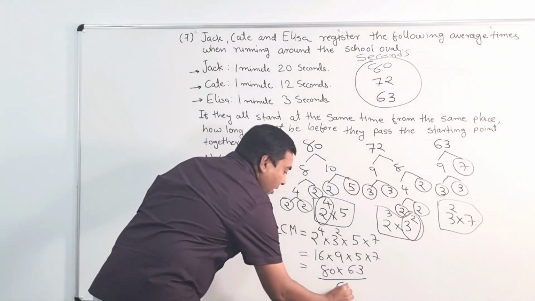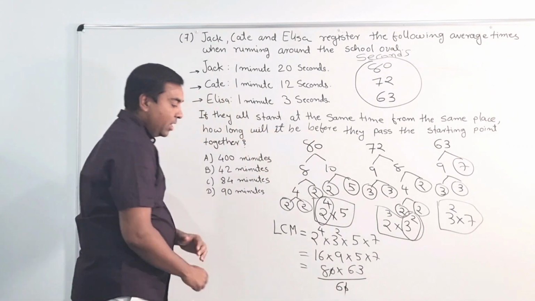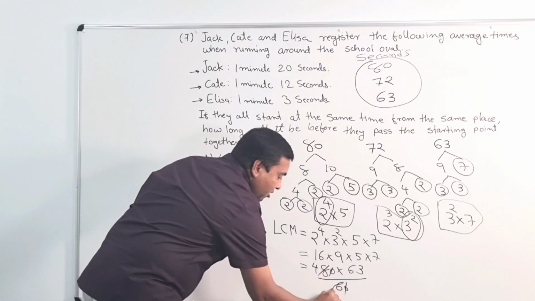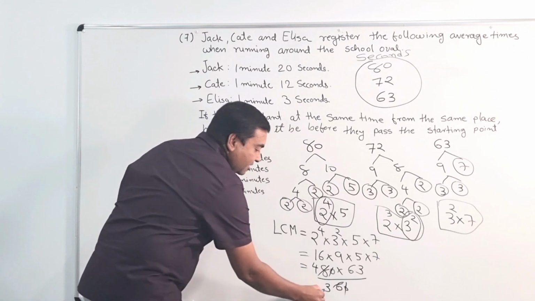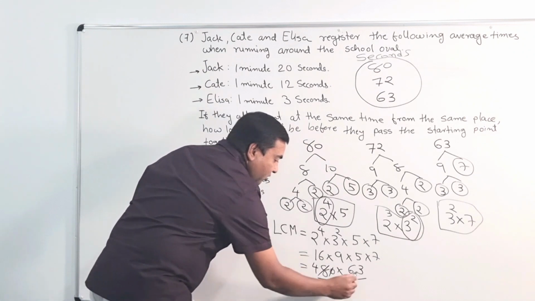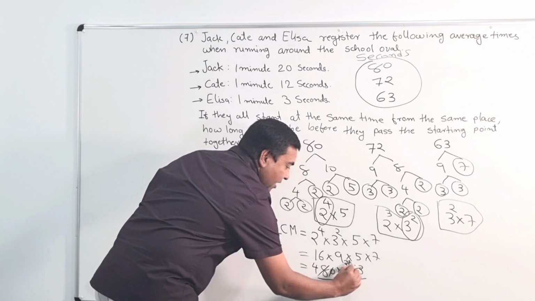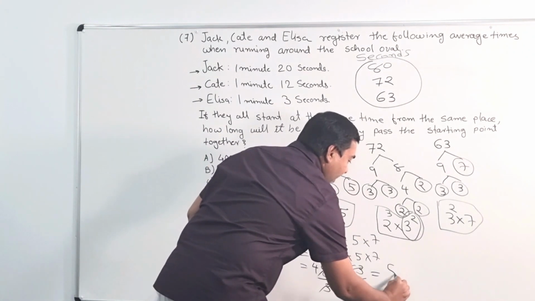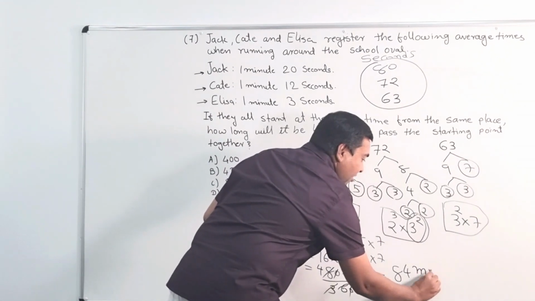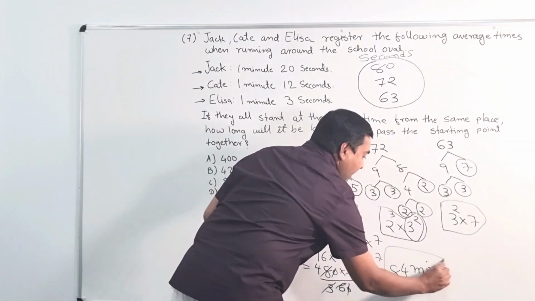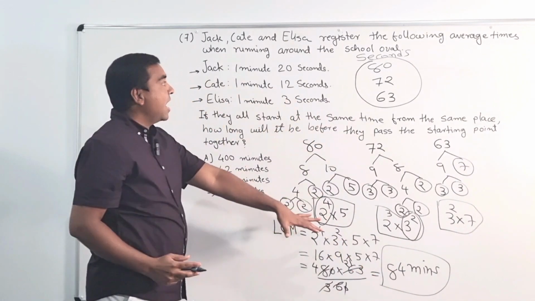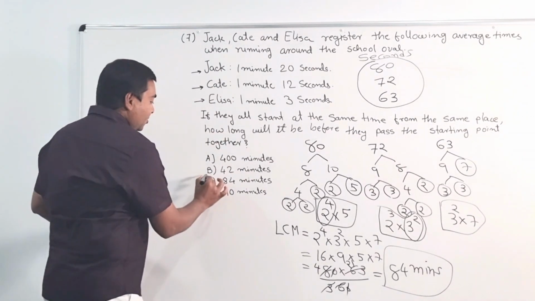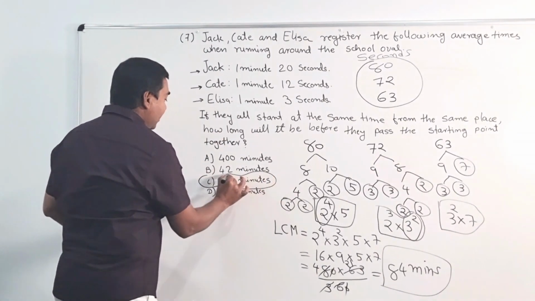While doing that, 0 and 0 cancel. 8 and 6, I can say 2 is common, so 2 4s are 8, 2 3s are 6. And the last thing is 3 and 63. So 3 2s are 6 and 3 21s are 63, so 21. 21 times 4 is 84 minutes. So 84 minutes is my LCM in minutes, and that's the time when all these people, Jack, Kate, and Elisa, are going to meet again. So my answer C, 84 minutes, is the answer.